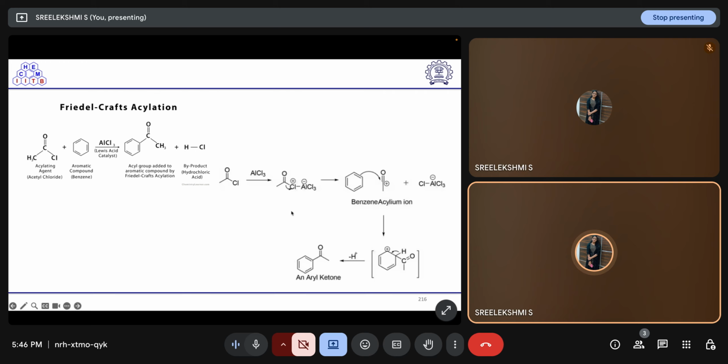Now about this Friedel-Crafts acylation. There will be an acylating agent, usually acetyl chloride, and an aromatic compound. In the presence of this Lewis acid catalyst, the acyl group gets added to the aromatic compound and the byproduct will be hydrochloric acid. Firstly, AlCl3 will take the chloride and form the acylium carbocation, and the benzene ring will attack this acylium ion to form this intermediate. Then rearomatization will occur to form this aryl ketone. So this is known as Friedel-Crafts acylation.